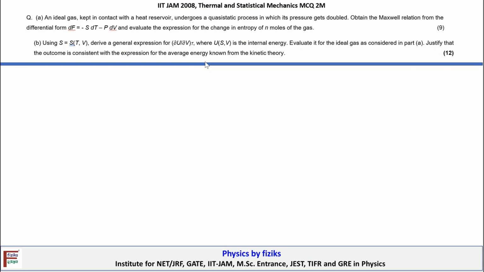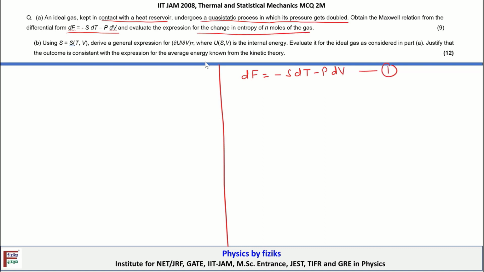The statement is, an ideal gas kept in contact with the heat reservoir. So it's important to note this point. The gas is kept in contact with the heat reservoir. It undergoes a quasi-static process in which its pressure is doubled. Okay, obtain the Maxwell relation from the differential form of. So we are given the expression for the Helmholtz free energy, change in Helmholtz free energy, dF equals minus SdT minus PdV. Okay, let's call this equation 1 and evaluate the expression for the change in entropy for n mole of a gas.